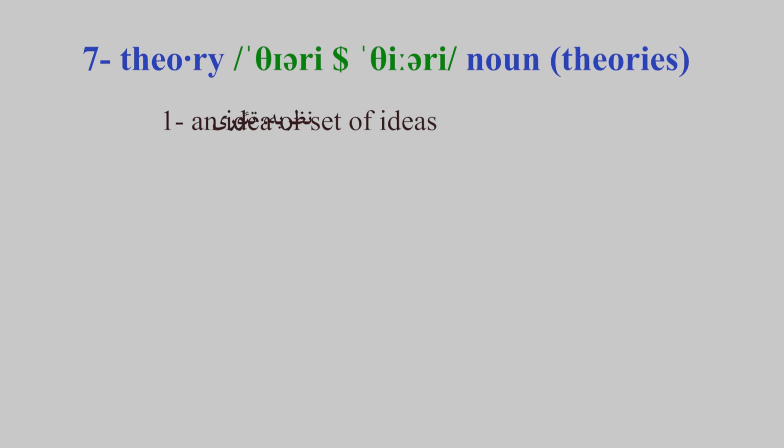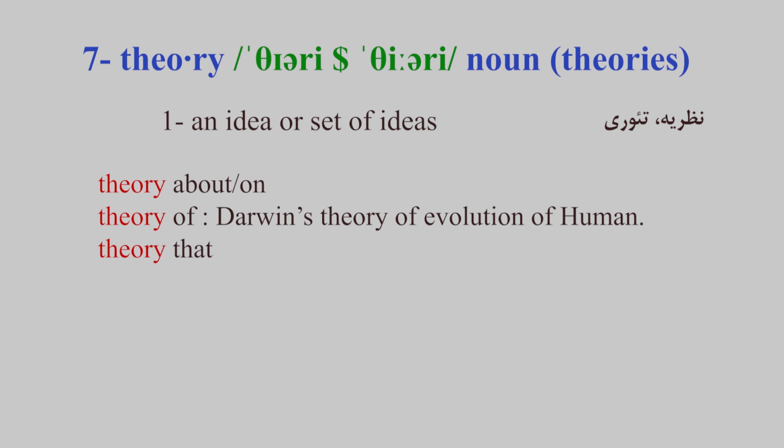It is a noun, and the plural form is theories. It means an idea or a set of ideas, and it is mostly not proved. And there are some structures, for example, a theory about or a theory on, theory of, and theory that. For example, for theory of, Darwin's theory of evolution of human. It is kind of a structure. I want to let you know that you can use theory in these forms too.